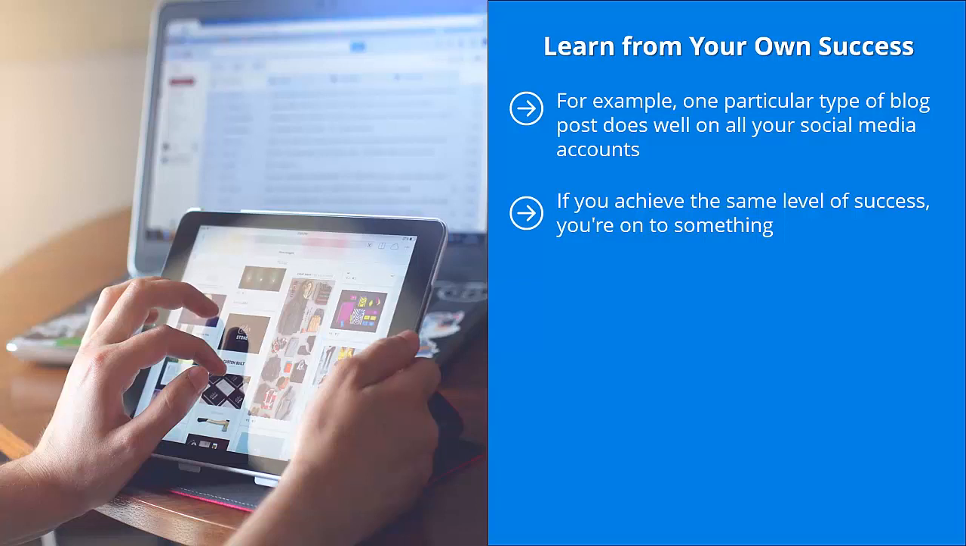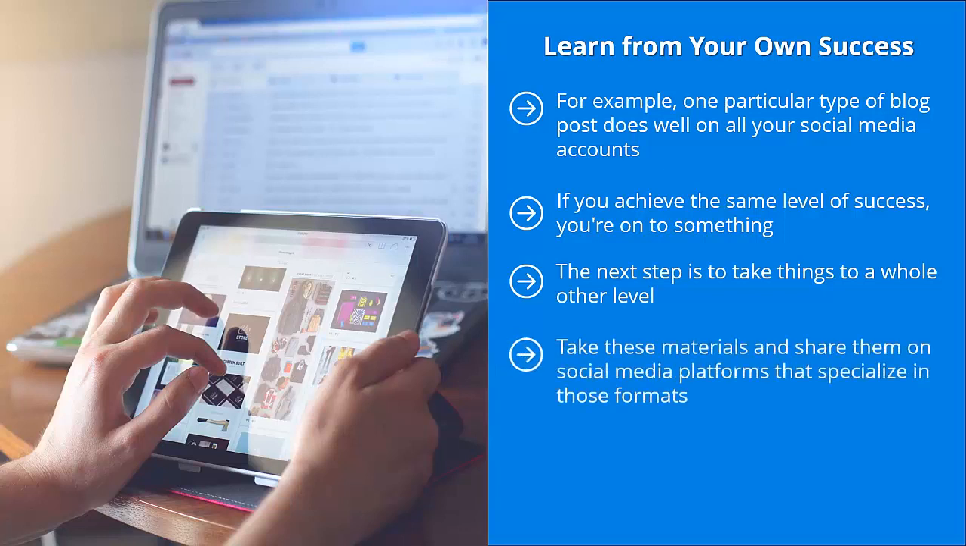If you achieve the same level of success, you're onto something. This is not a fluke. This is not a one-time thing. You have struck on a theme that your audience members readily enjoy. The next step is to take things to a whole other level. Instead of just cranking out yet another blog post, create videos about that theme, make specialized diagrams, produce infographics. Take these materials and share them on social media platforms that specialize in those formats.